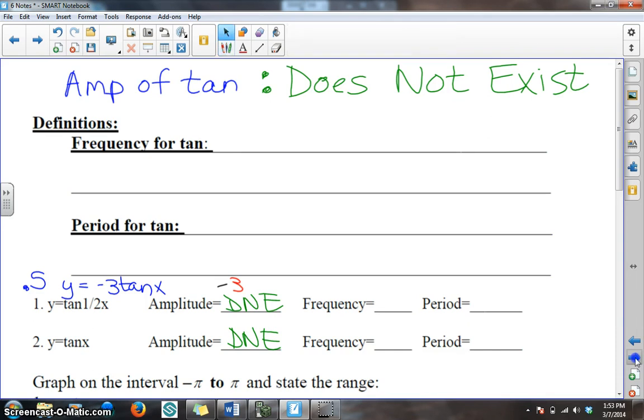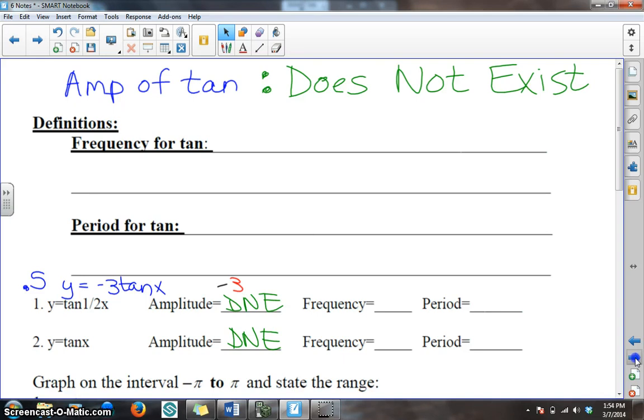Frequency for tan stands for exactly the same thing. Looking at that graph that you have of tangent, frequency is how many times do I see this graph in the space of one normal cycle. Well, to do that, I need to know what a normal cycle is, and tangent is a little bit different. So as you look at that graph that you have, how many asymptotes? 2. How many times do you go to infinity? 2. How many times do you go down to infinity? 2. So how many graphs is that? That's actually 2 graphs. It repeats.